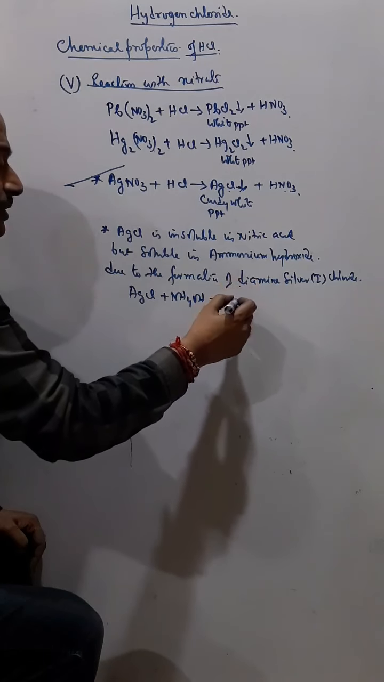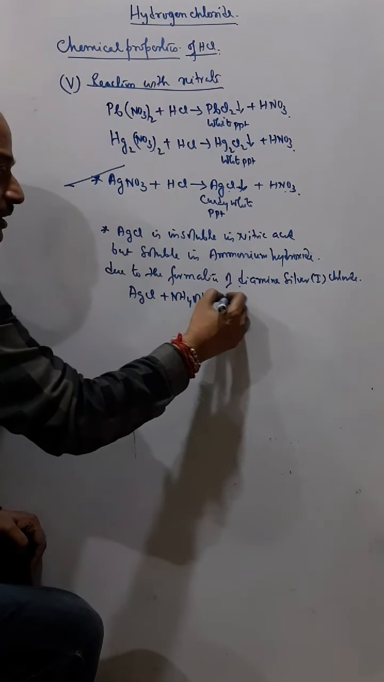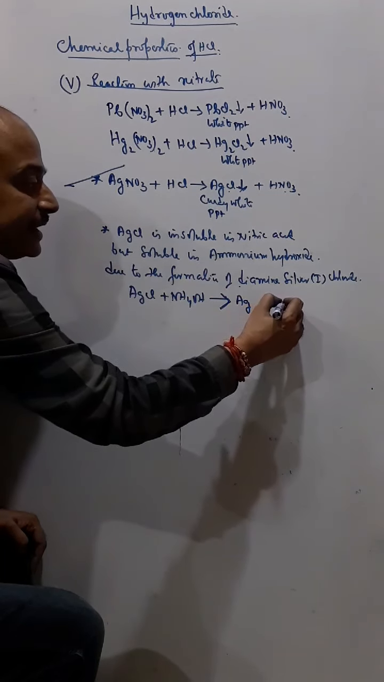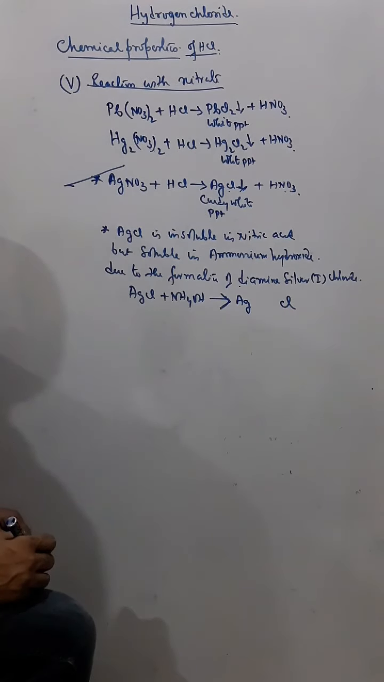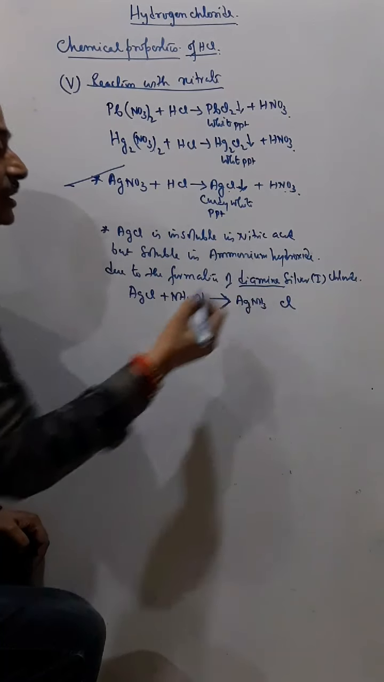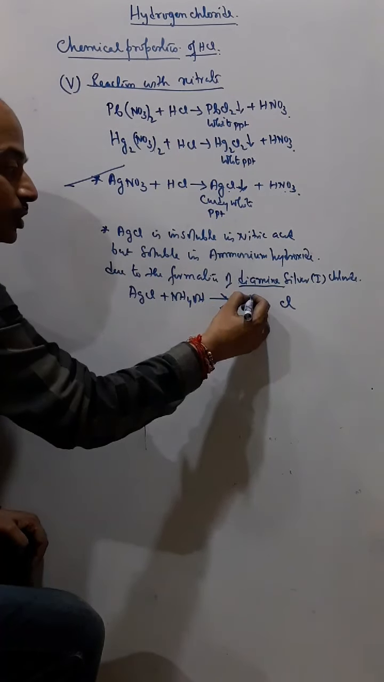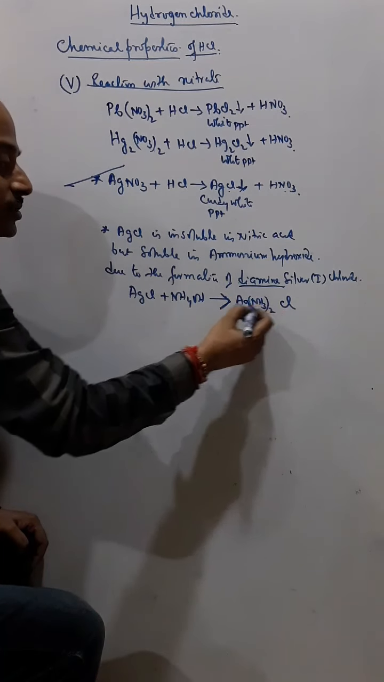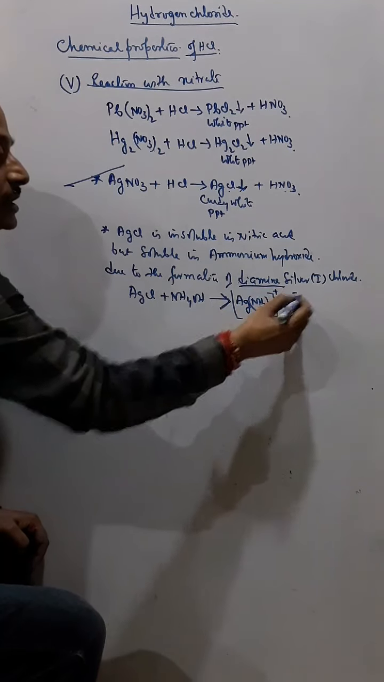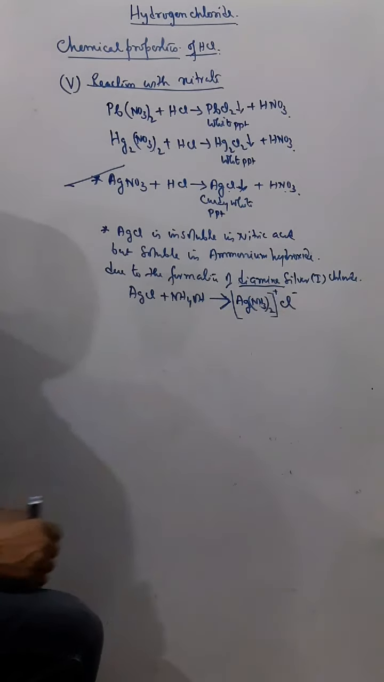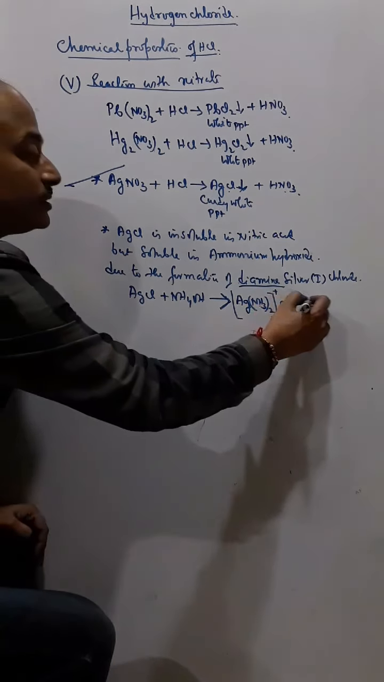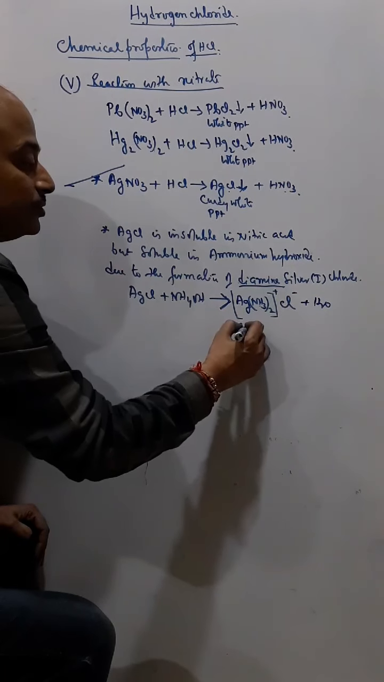Now diamine silver 1 chloride, how to write the formula? In an easier way, you just write Ag and leave a gap, and you write Cl like this. Then diamine, amine means NH3, ammonia, and di means 2. This is the positive radical of the salt and this is the negative radical. So in fact the formula is Ag(NH3)2Cl, and water. So this is a colorless solution.